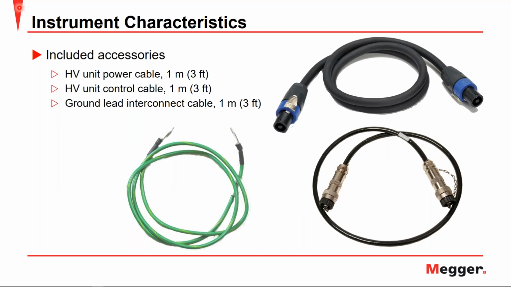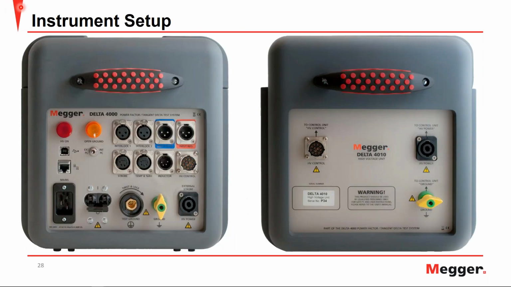Next, we have our interconnection cables, and this concludes the connections from the Delta 4000 control unit to the high voltage unit. And this includes the power cable, the high voltage control, and then the interconnecting ground cable there. Now that we've gone over each one of those, I kind of want to show you what they look like in relation to the Delta 4000 itself.